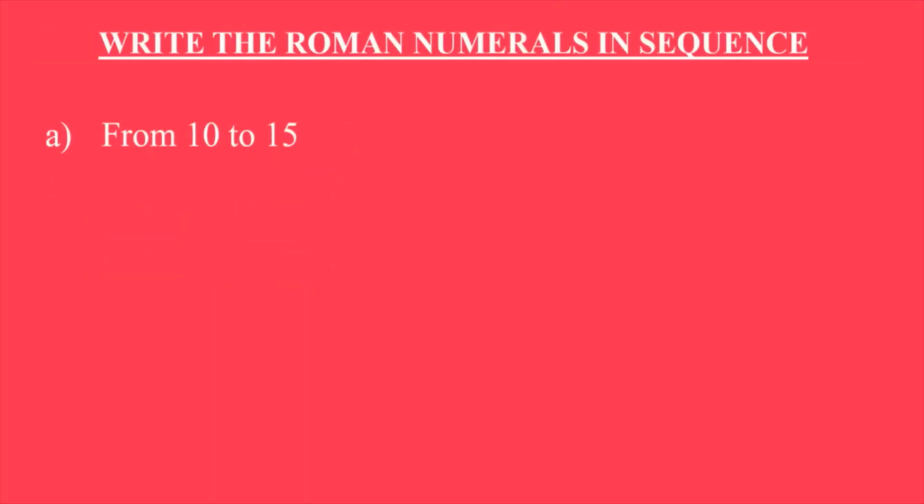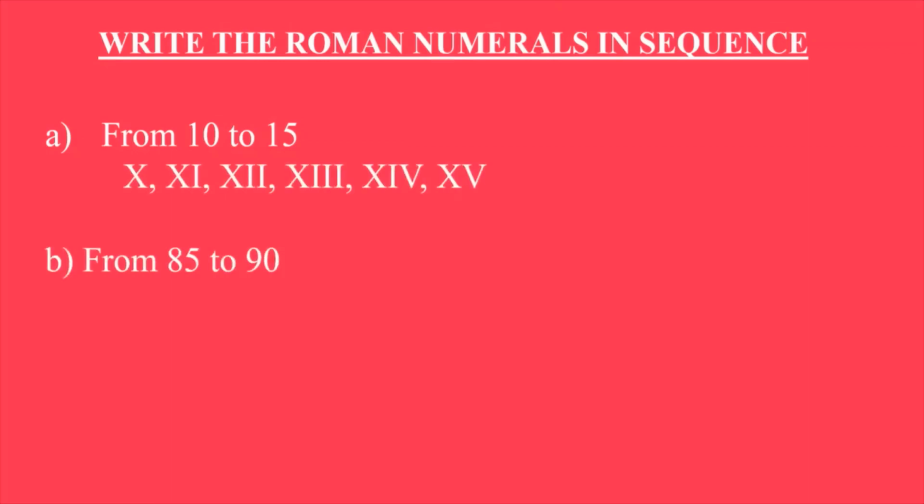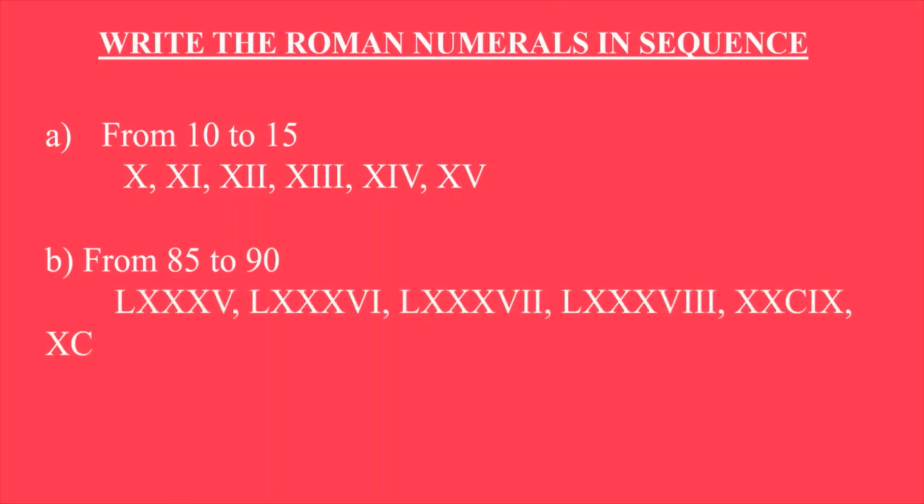This is very easy, you know how to write. Next one, 85 to 90. So now here you just pay attention. 85 is written as 50 plus 10 plus 10 plus 10 plus 5. So LXXXV and then next and next number, and 90 is written as XC.